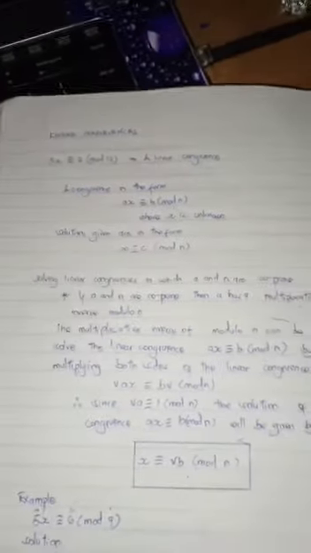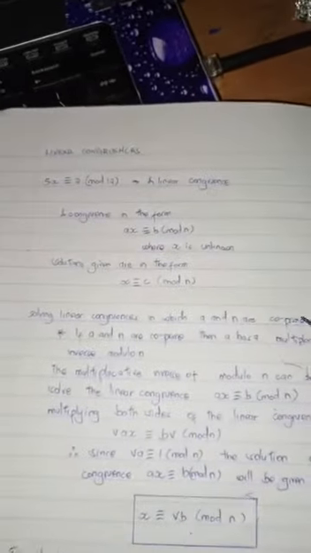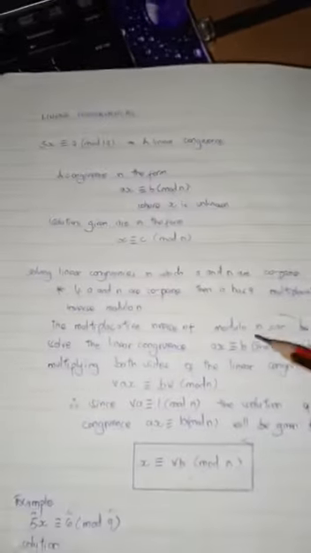So when solving linear congruences, we have two separate types that we're going to solve. First is where a and n are co-prime, and the second is where a and n are not co-prime. When solving linear congruences where a and n are co-prime, the first step is to find the multiplicative inverse modulo n so that we can use it to solve the linear congruence.